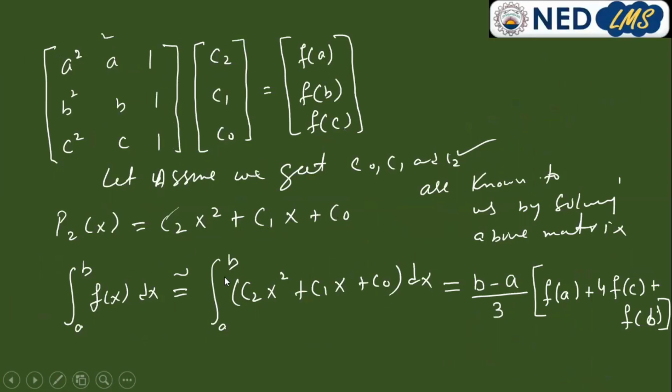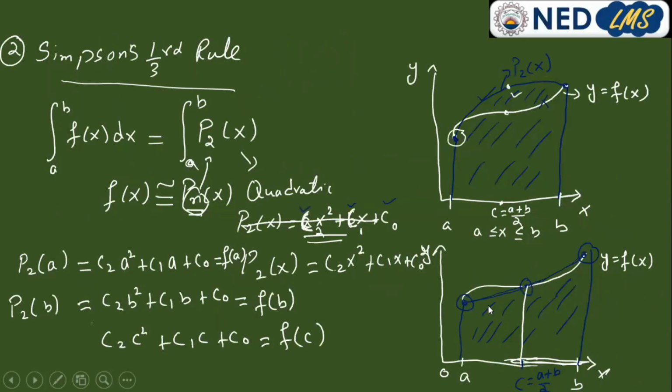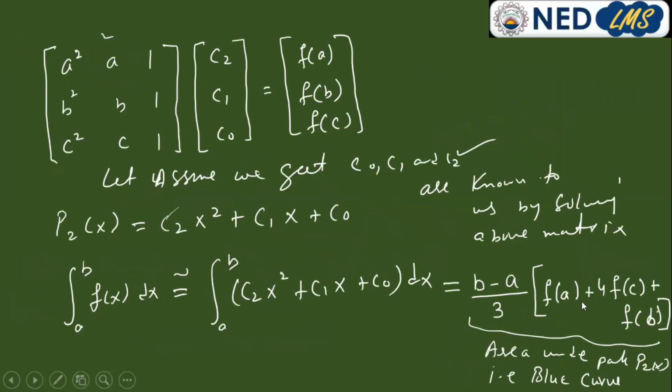We replace them and integrate, and the final answer is exactly defined like this. So what does this represent? This represents the area under the polynomial of degree 2, that is, the blue curve. If you go to the previous slide, that equation gives the area under this blue curve. You just need to keep that in mind.